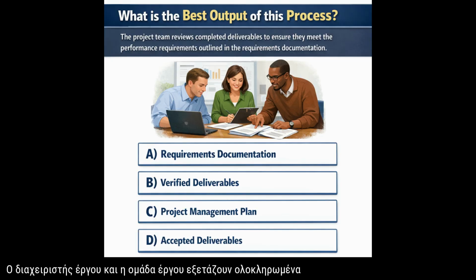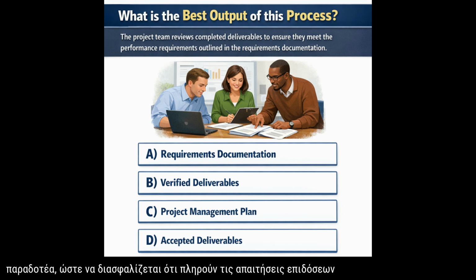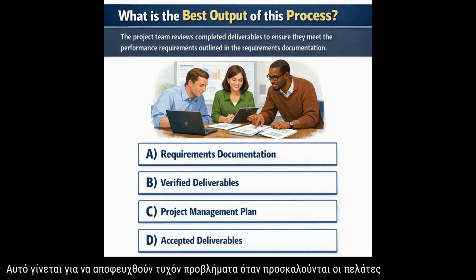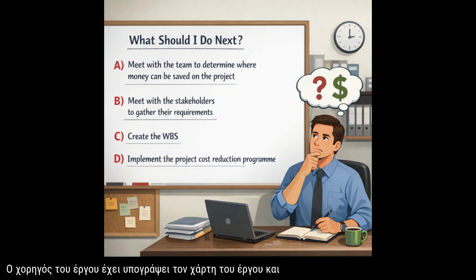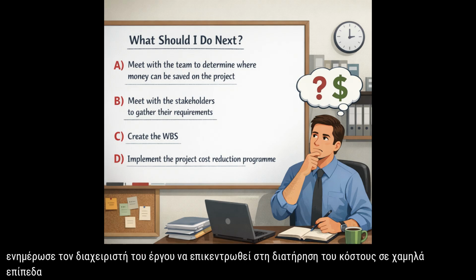The project manager and the project team are reviewing completed deliverables to ensure they meet the performance requirements outlined in the requirements documentation. This is done to avoid any issues when the customers are invited to inspect the deliverables. What is the best output of this process? A. Requirements documentation. B. Verified deliverables. C. Project management plan. D. Accepted deliverables.